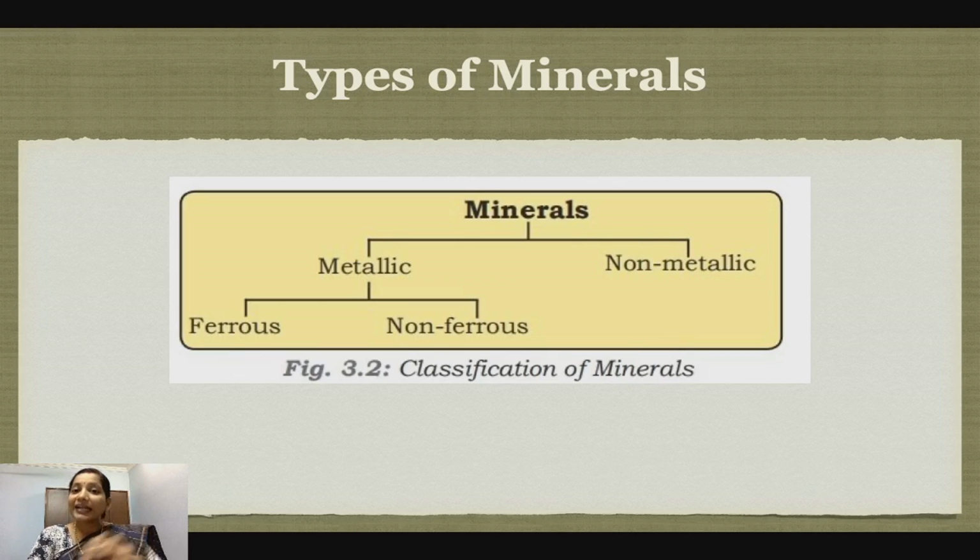Dear children, there are minerals which are non-metallic and do not have metals as their main components. So, the examples of such minerals are gypsum, limestone and mica. Mineral fuels such as petroleum and coal are other examples.